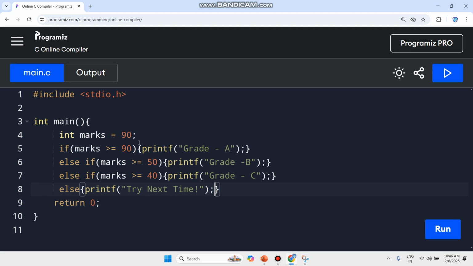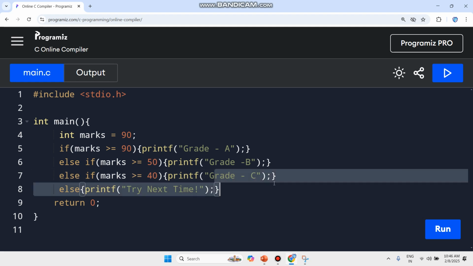Okay. Now understand what exactly happens. I put it as a marks variable. If suppose I am getting 90 marks, the container is of integer type. Okay. The first condition: if my marks is greater than or equal to 90, then this condition will print. After that, if you are getting marks of 50 or more than 50, then this condition will be satisfied. If you are getting more than 40 marks, then this condition will be satisfied. And if you are getting 40 or below 40, then the last condition will be satisfied.